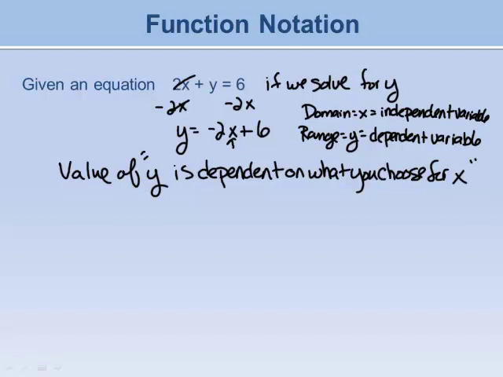Now that's true, but that's pretty wordy. And this is not an English class, this is a math class. So let's shorten that up using a different phrase. Y is dependent on what you choose for x could also be phrased like this: y is a function of what you choose for x, or even shorter, y is a function of x. Same thing, less words. But again, since this is a math class, that's still way too many words for any self-respecting mathematician. So now we're going to symbolize that using mathematical symbols to shorten up the amount of writing we have to do.